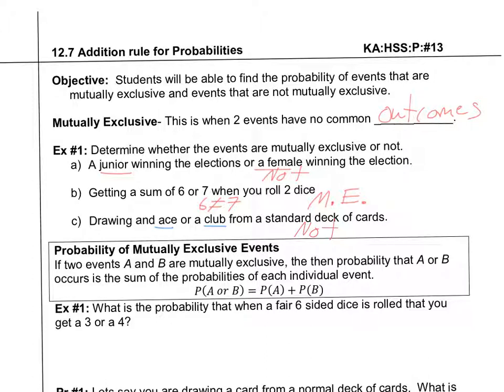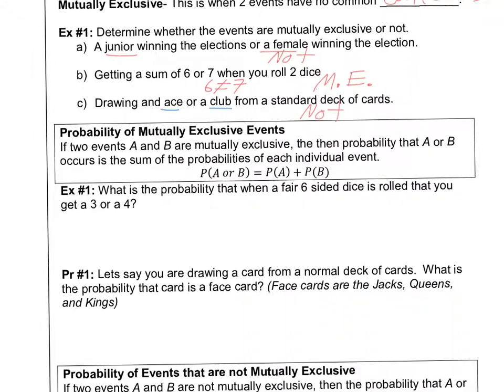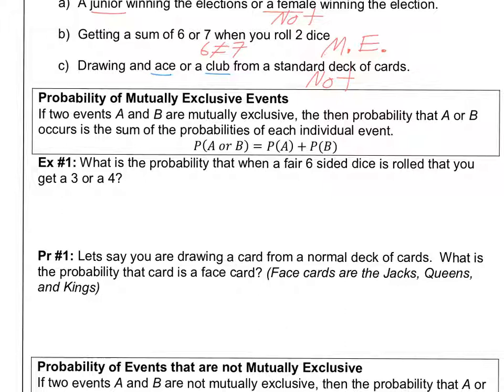So how do we determine the probability of mutually exclusive events? Well, if they are mutually exclusive, then we simply add those two probabilities together. So if two events A and B are mutually exclusive, then the probability that A or B occurs is the sum of the probabilities of each individual event. Pretty simple. So let's take a look at example 1 here.